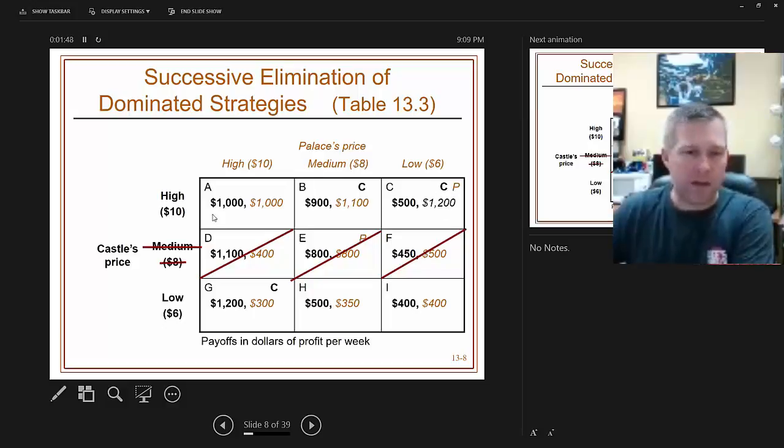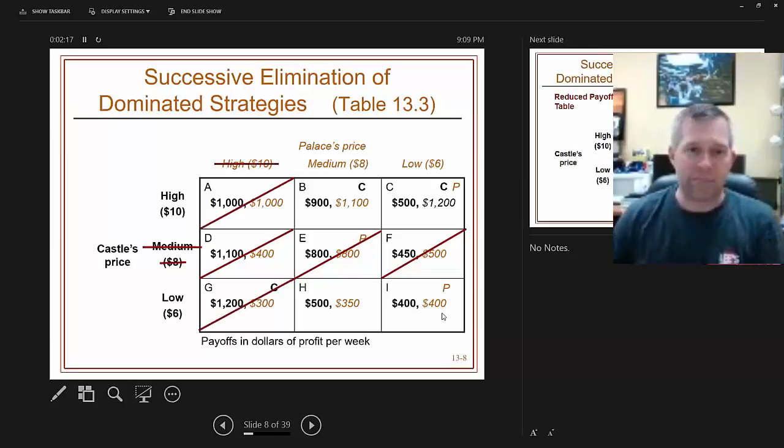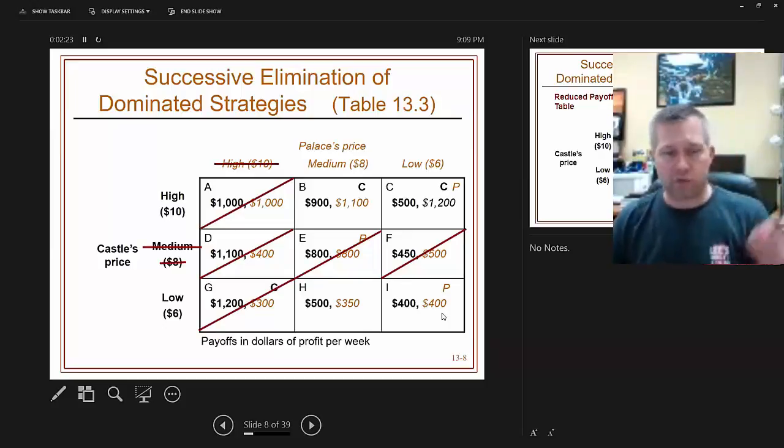Then if castle was going to charge medium, we already know that castle is probably going to get rid of it, but palace wants to look at all the different options. If castle were to charge medium, then palace says, do we want 400, 800, or 500? And so palace would want the medium choice, so I put a little P here. And then if castle charged low, what would palace want to do? 300, 350, $400 payoff. So palace would choose the low price again. So in palace's mind, it would want to eliminate the high price. So we could describe the first round choices as castle getting rid of the medium price and palace getting rid of the high price.